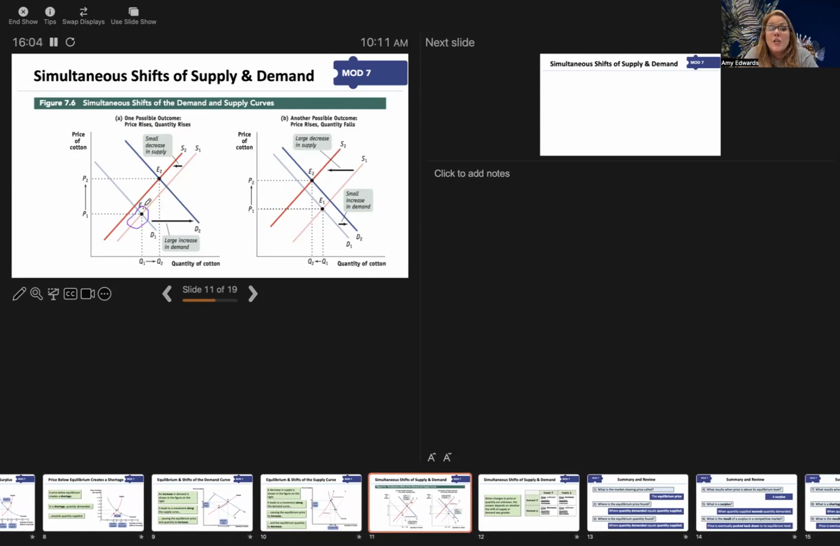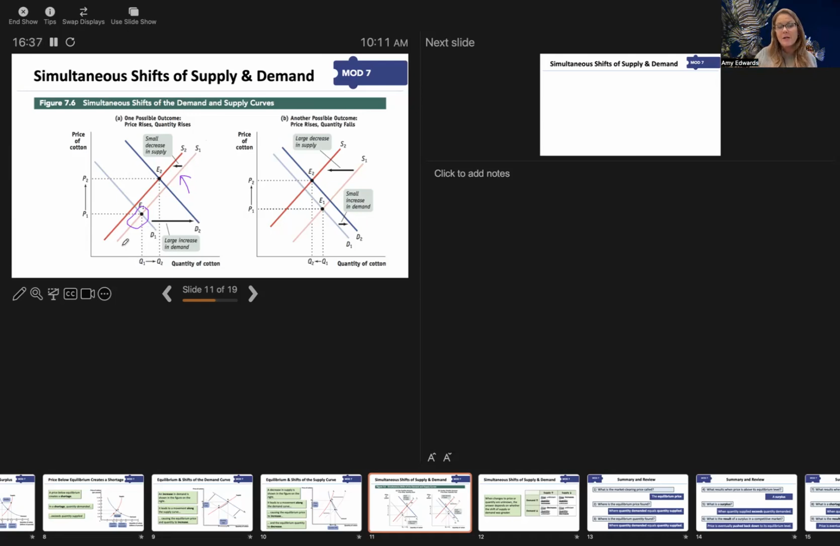Okay, so in A, you can see what they're doing. In figure A, it looks like supply decreased, and I can tell you that because right here, supply decreased. It's an inward shift of supply, but demand did what? Increased. So demand went up, but supply went down. If I ask you, what happens to equilibrium when demand increases, but supply goes down? We can graph it. And that's what I'm going to do.